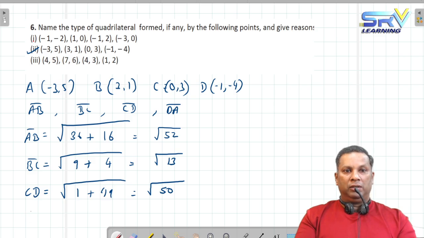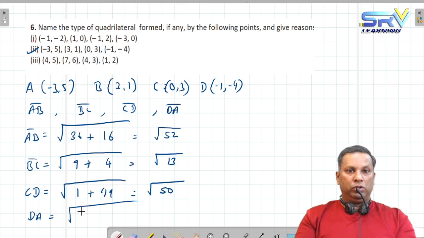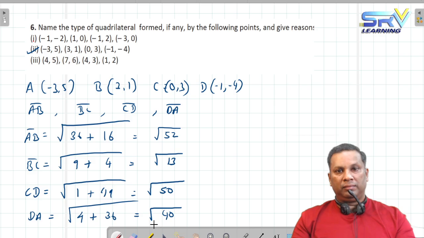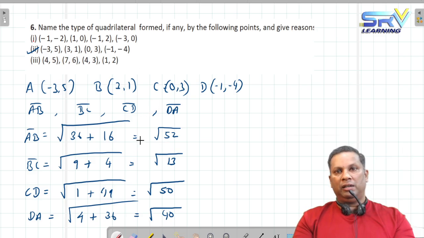Okay. Now let's see DA. -1 minus of -3 will become -1 plus 3, which is 2, whole square which is 4, and -4 minus 5 is -9, whole square which is 81... which is 36. So it is root of 40. What do you find here? All four sides are unequal. If all four sides are unequal, it's an irregular quadrilateral.